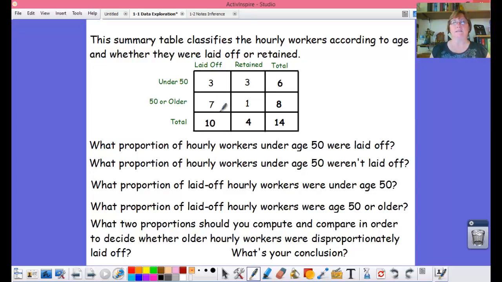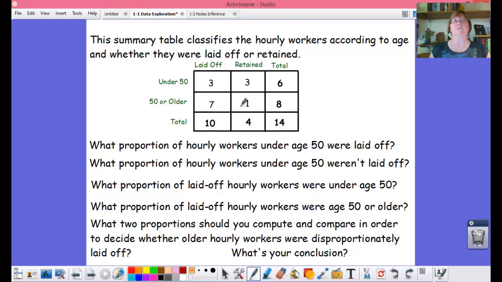Another way to display data is to show it in table form. And so this summary table, a two-way table it can also be called, shows the ages of people and whether they were laid off or retained. So ages were grouped by under 50. There were 6 employees under 50. There were 8 employees over 50. That's a total of 14 in this department.